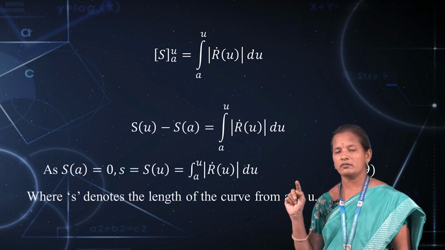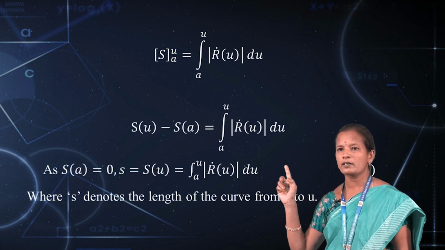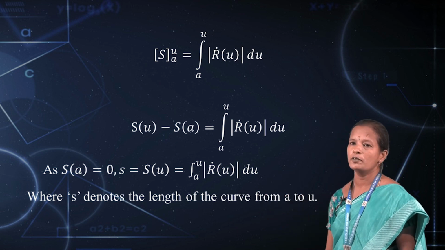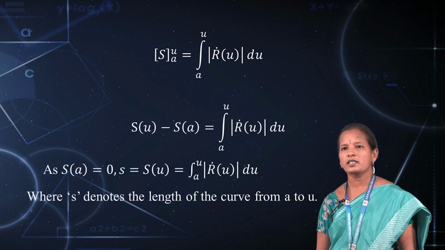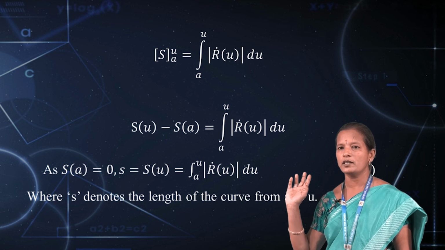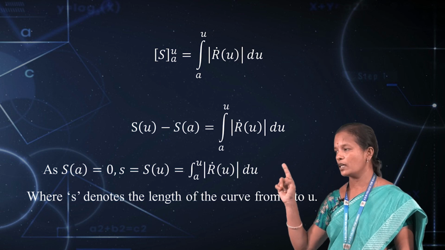Applying the upper and lower limits, we get s of u minus s of a, that is equal to the integral of modulus r dot of u into du. As s of a is equal to 0, small s equal to s of u is equal to the integral of modulus r dot of u into du. That is equation 9, where s denotes the length of the curve from a to u.